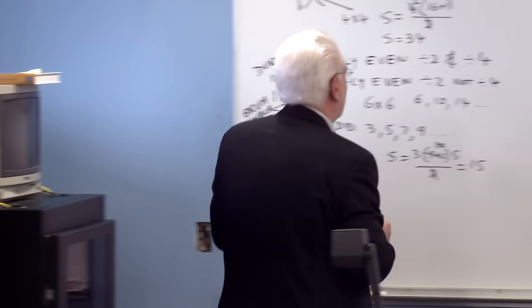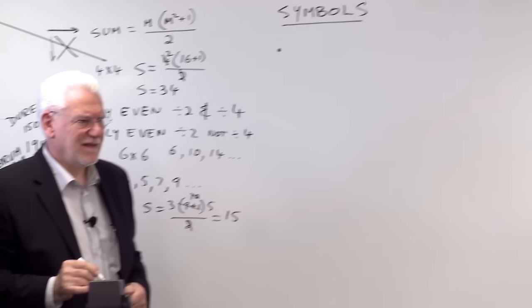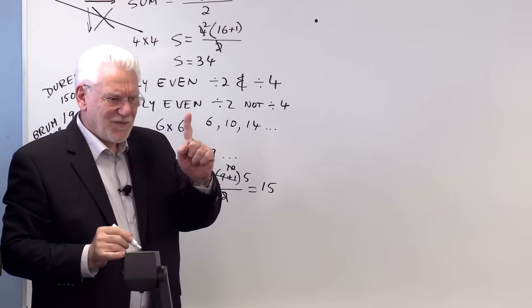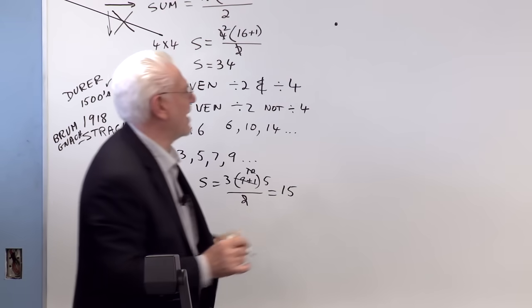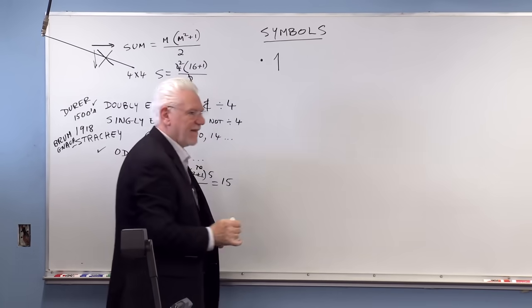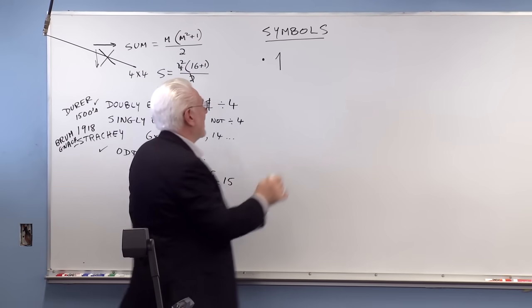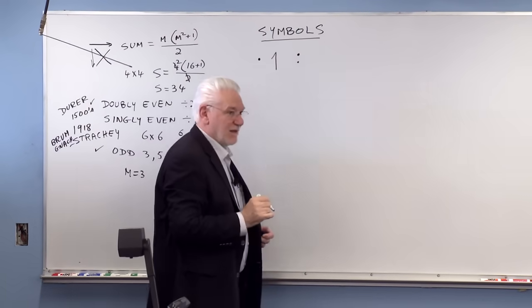If you have these many items, what do we write? One. Well, the original ancient way of writing one was this. If you have these many items, what do you write? Two.